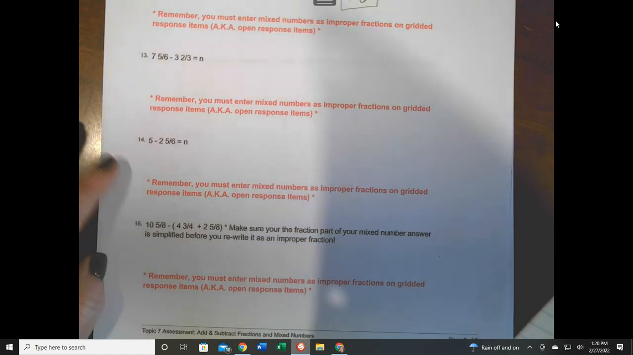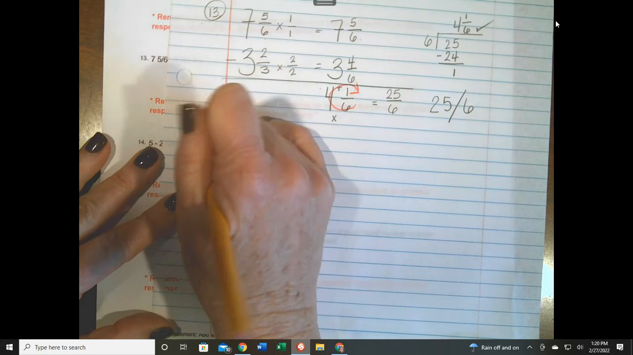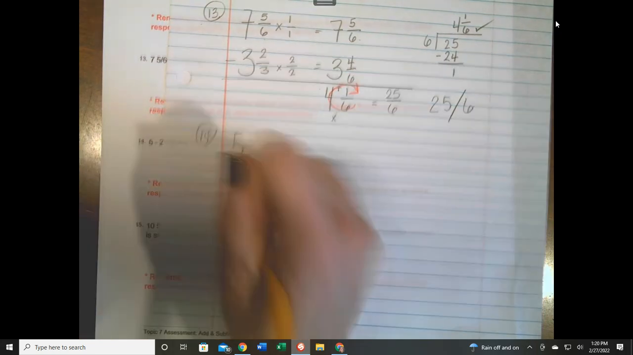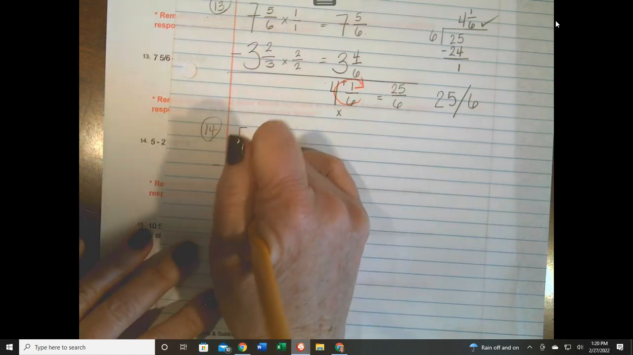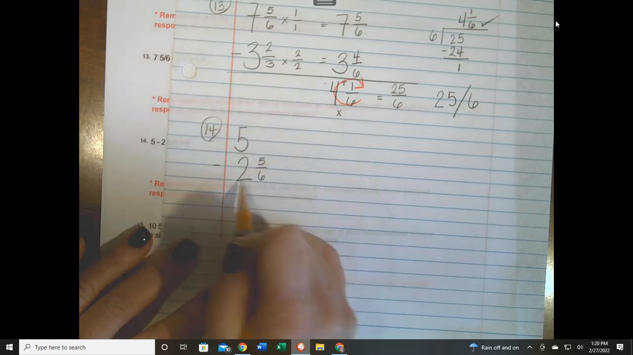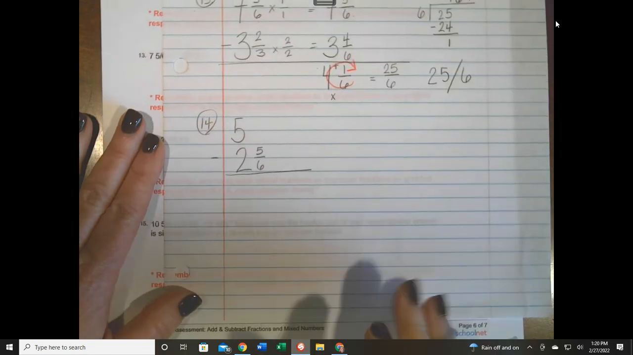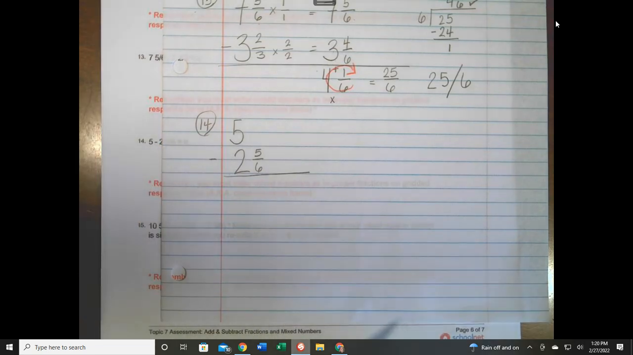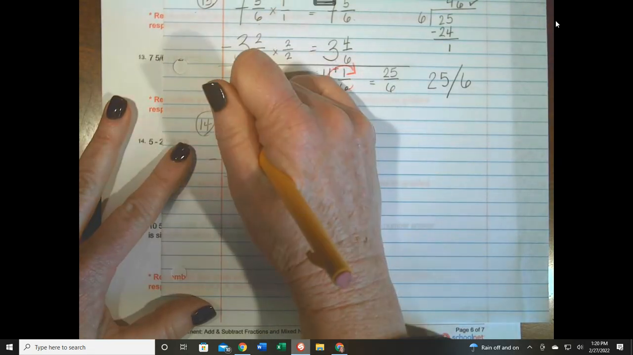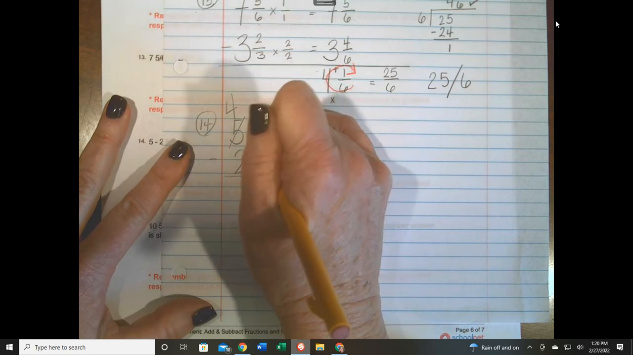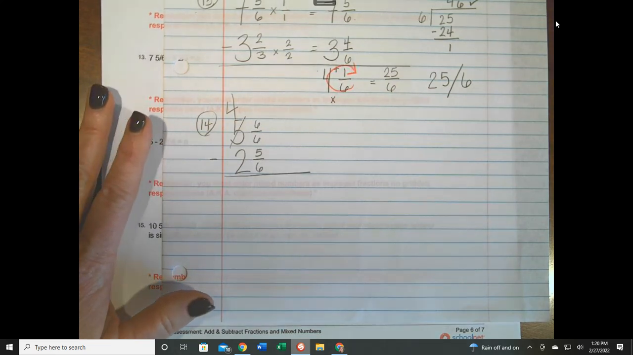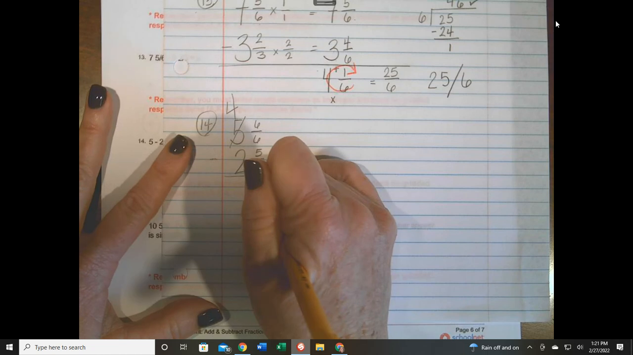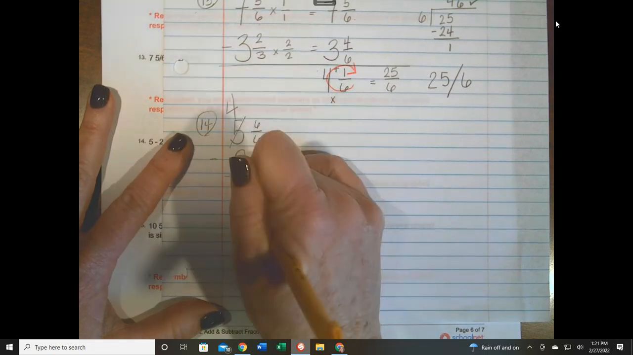Number 14, we're going to be subtracting 2 5/6 from the whole number 5. All right, so we have the whole number 5, and we are subtracting 2 and 5 sixths. Right away, I notice that I need some sixths from which I can subtract 5 sixths. So I'm going to rename 5 as 4 wholes and then one more whole, but that one other whole is going to be renamed 6 sixths. All right, now I'm ready to subtract. 5 sixths from 6 sixths is 1 sixth. 2 from 4 is 2.